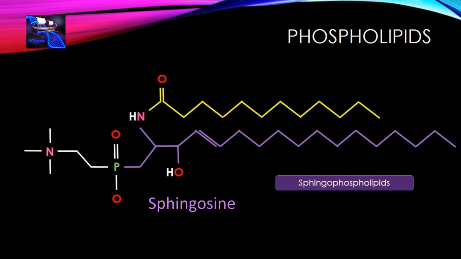Sometimes there is a sphingosine instead of the glycerol and one fatty acid. The molecule is then called sphingophospholipid, which is slightly different from phospholipids and is mainly found in brain and neuronal cells.